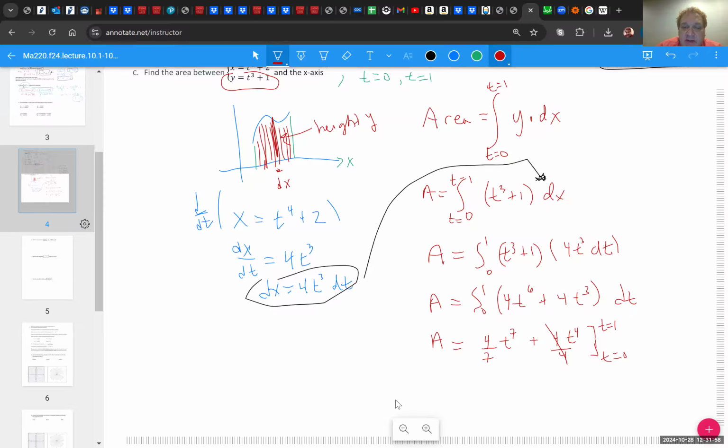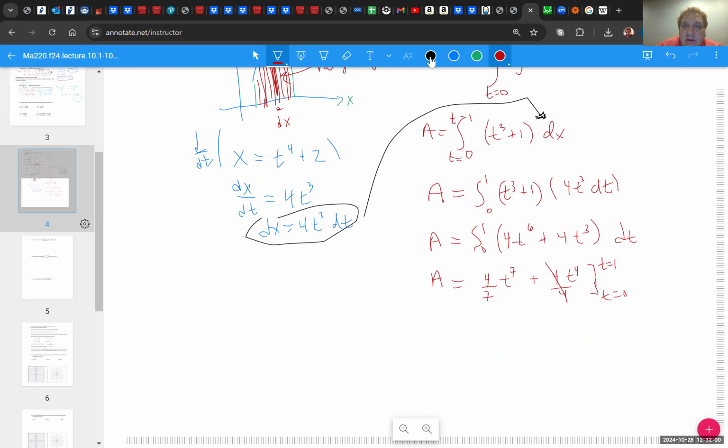All right, I'm going to plug in t equals 1. So if I plug in 1, I get 4 over 7 plus 1. That's when I plug in 1. And then I subtract when I plug in 0. And my area is 4/7 plus 1, which is also known as 11/7. So that's the area between this parametric equation and the x-axis from t equals 0 to t equals 1.